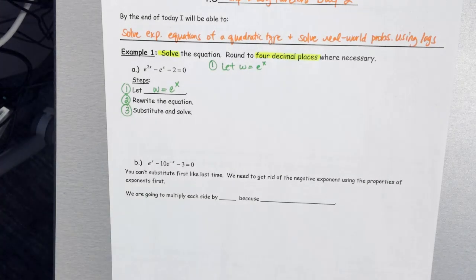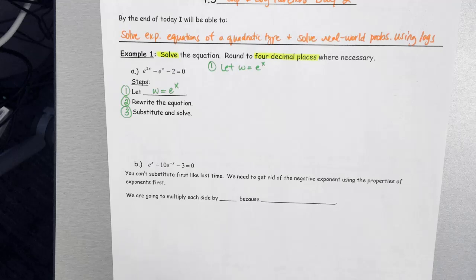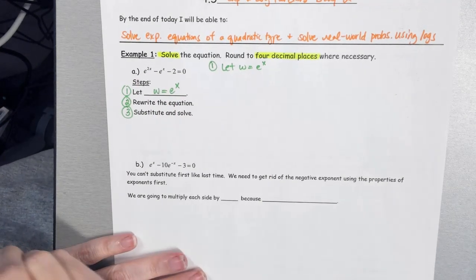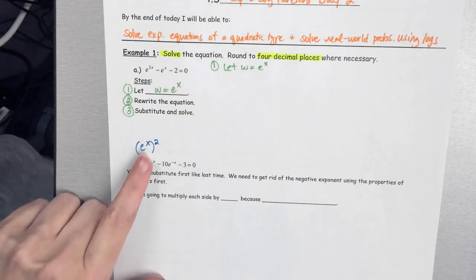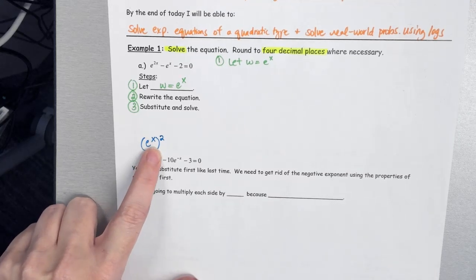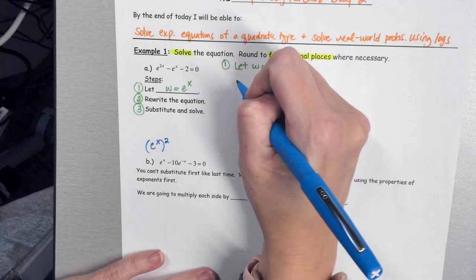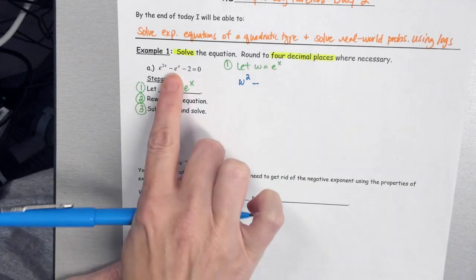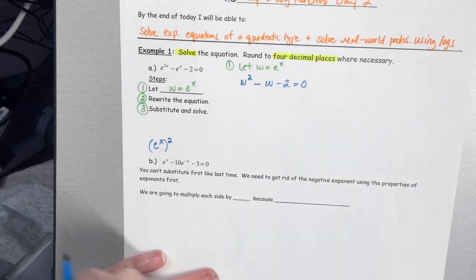Okay, if w is e to the x, then this is going to be rewritten as w squared. Okay, because this is like e to the x to the power of 2. So if you had e to the x to the power of 2, you would multiply those together to get e to the power of 2x. And so we can rewrite this as w squared minus, this is just e to the x, so that will be minus w minus 2 equals 0.